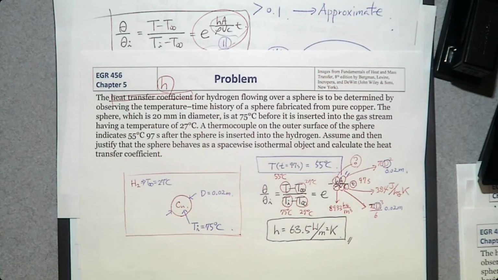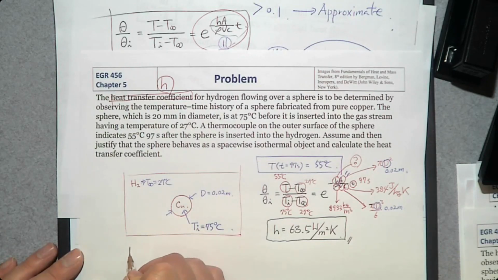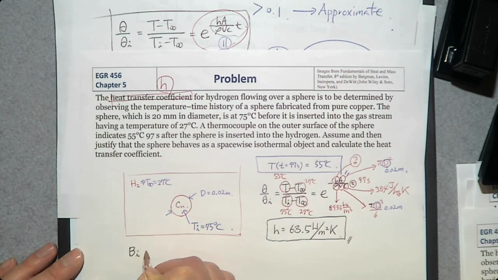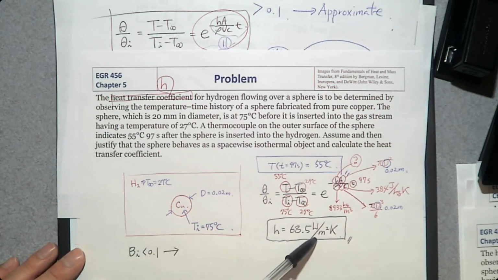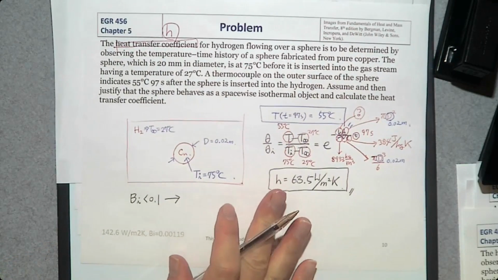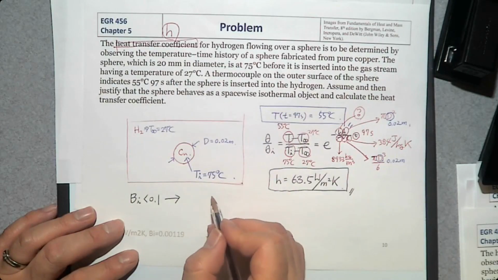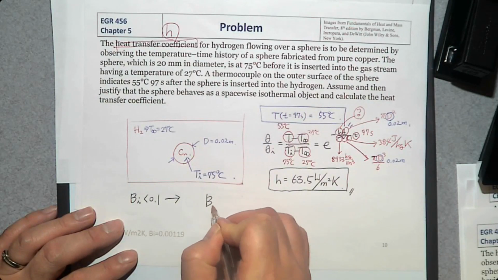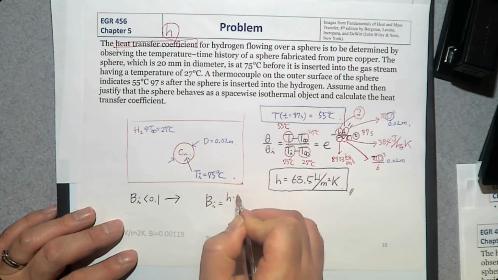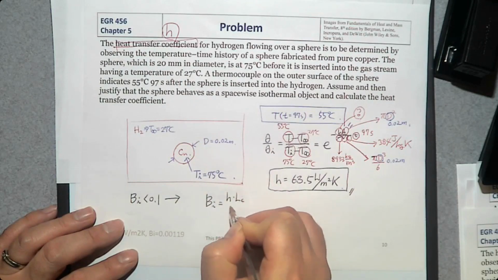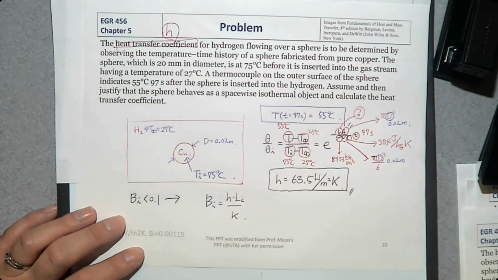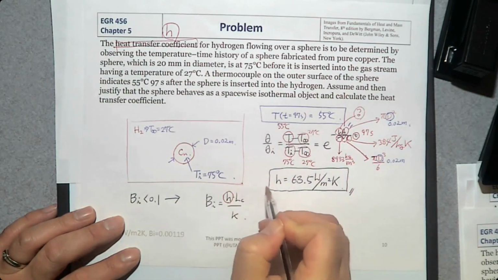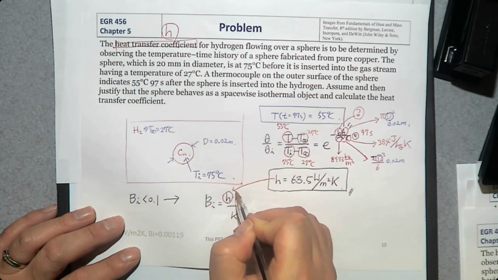How can you do that? You need to calculate Biot number. That Biot number should be less than 0.1. If it is not, this answer is wrong, right? So let's calculate this Biot number. How do we calculate Biot number? Biot number is H times characteristic length Lc over thermal conductivity. So what is H? Oh, we just determined it is 63.5.